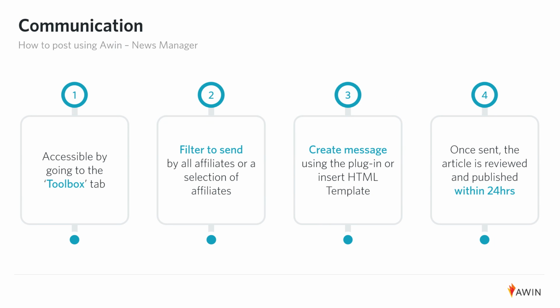The News Manager is accessible by going to the toolbox, then News Manager from the dashboard. You can either send to all affiliates or filter to a select number of affiliates you wish to send to. This tool has the option to include a previously made HTML template for your message to stand out amongst other advertisers. Once sent, the article is reviewed and sent within 24 hours by Awin.